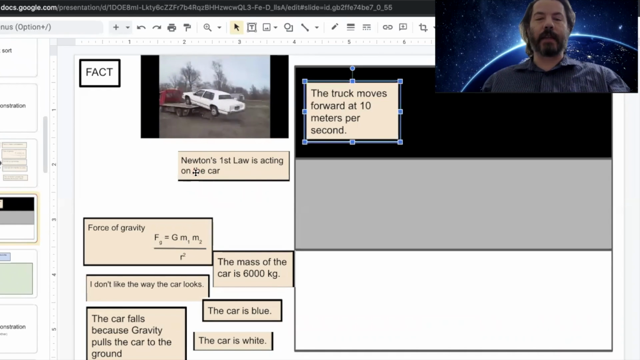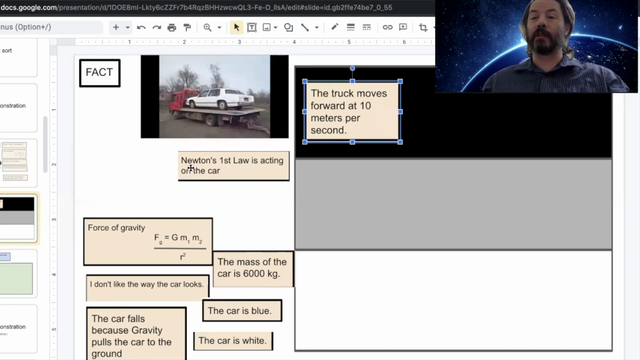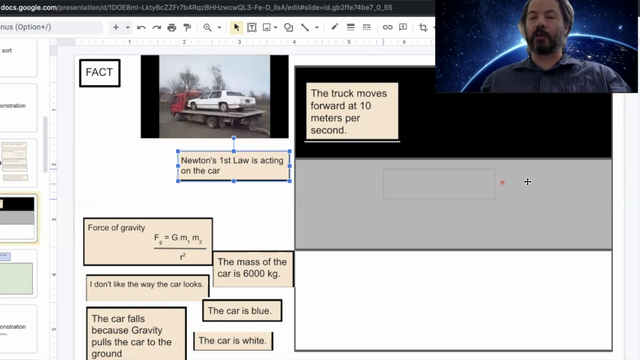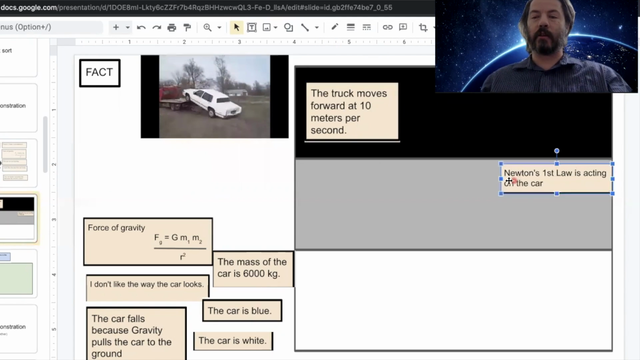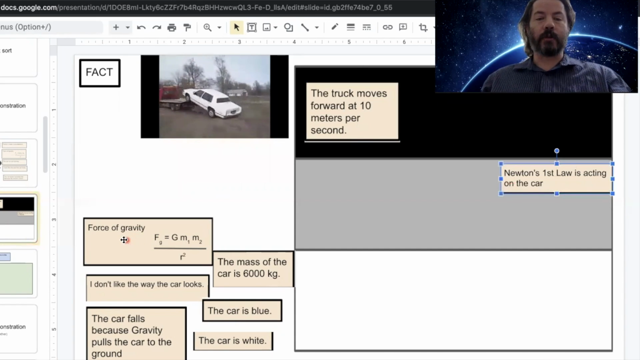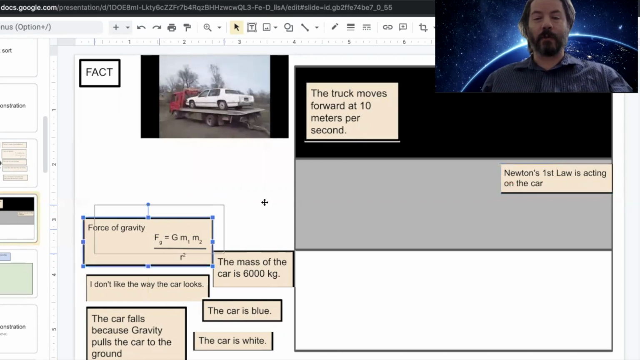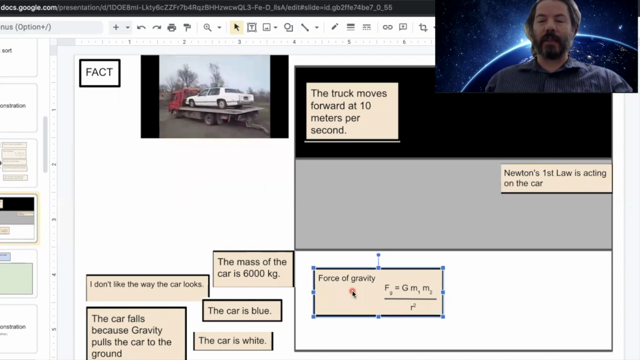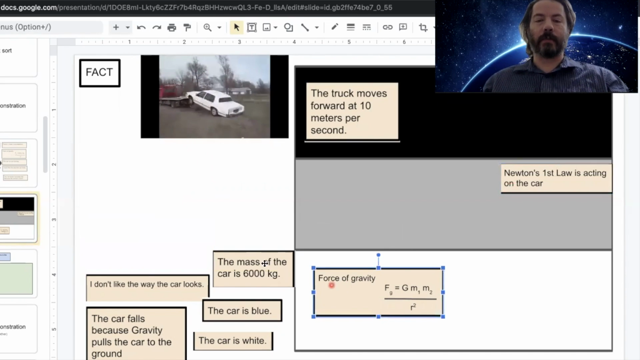Newton's first law is acting on the car. That may be true, but that sounds like an explanation of what is happening and not an observation of what is happening. Honestly, I'm not sure at the moment, so I'm going to put that right here for now, and I might move it down here in a minute. Force of gravity, I've already said it was a law, so it is a law. It is not a fact in the pure sense of the definition, so I'm going to put it down here.